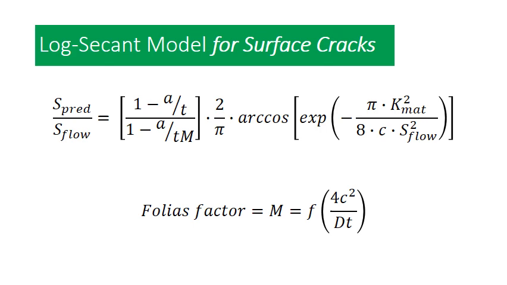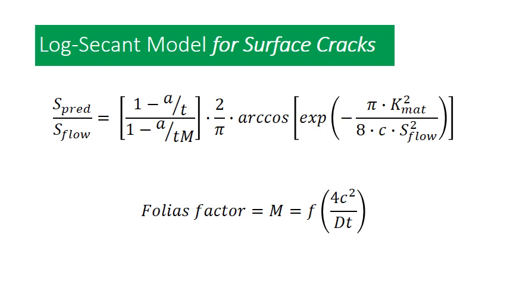So let's take a look at the original Log-Secant model for surface cracks. This is in what I call the unfolded format. We have a remaining strength, which is the predicted failure strength divided by the flow strength. And that's equal to our typical NG18 type ratio. We've got a 2 over pi, an arc-cos exponential, where K squared is the toughness of the material, a factor of 8 in there, C is half the crack length, and then we have a flow strength down there as well.